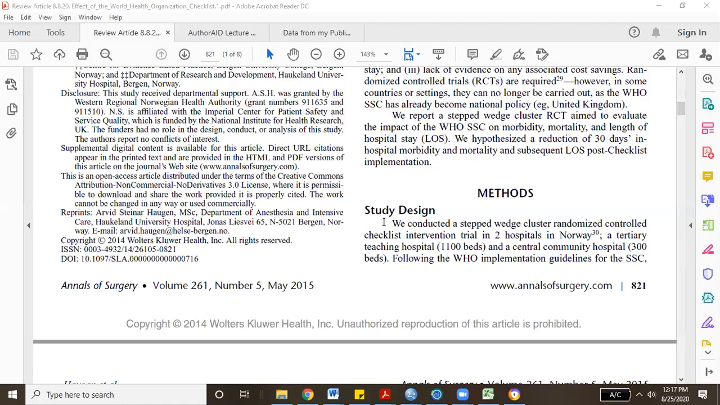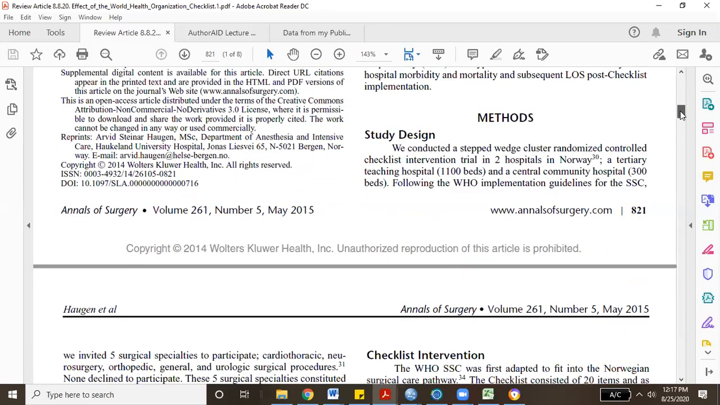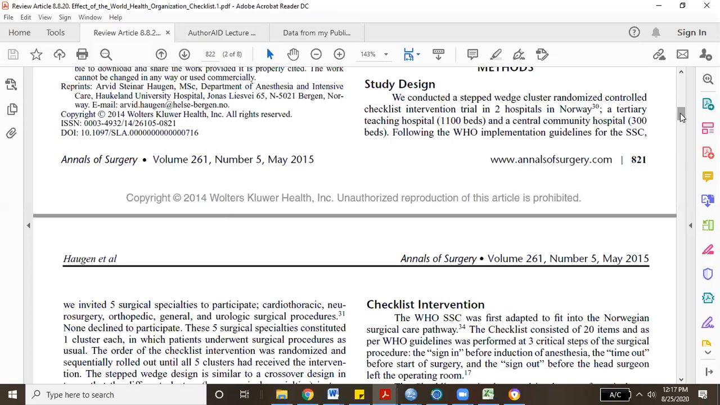Now, the cluster is there because they didn't use all the departments in the hospital. They used some departments like the cardiothoracic, the neurosurgery, the orthopedic, the general, and the urologic surgical procedures, or departments that perform these procedures. These are the units they used, and they could be representative of all the other units in the hospital, like the ophthalmology unit, the orthopedic unit and the rest of them.